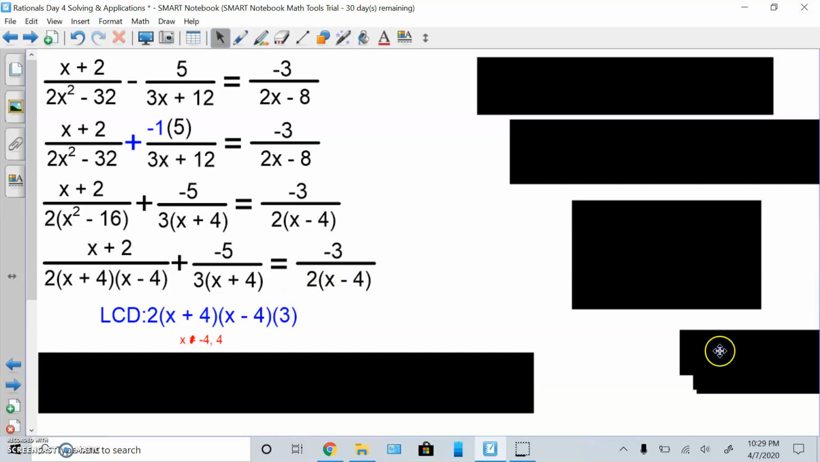Then we find our restrictions. This is our final denominator. 2 does not restrict, so that's a number. Here's x plus 4. Set that equal to 0. Subtract 4, you get negative 4. So x can't be negative 4. This one, add 4 to both sides, so x can't be positive 4.